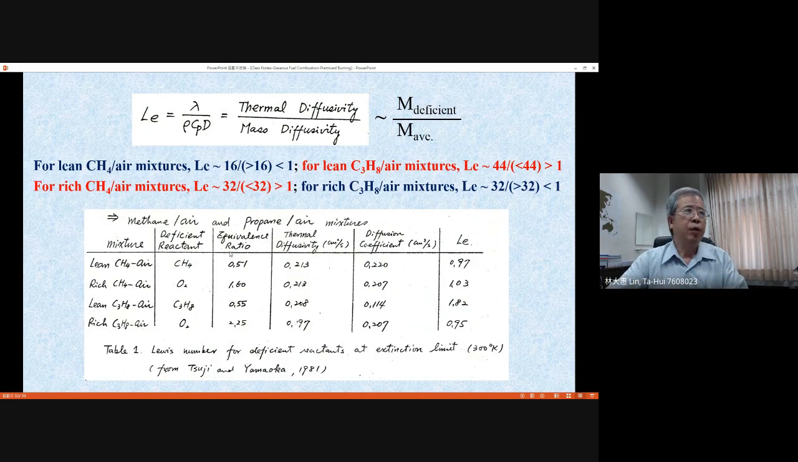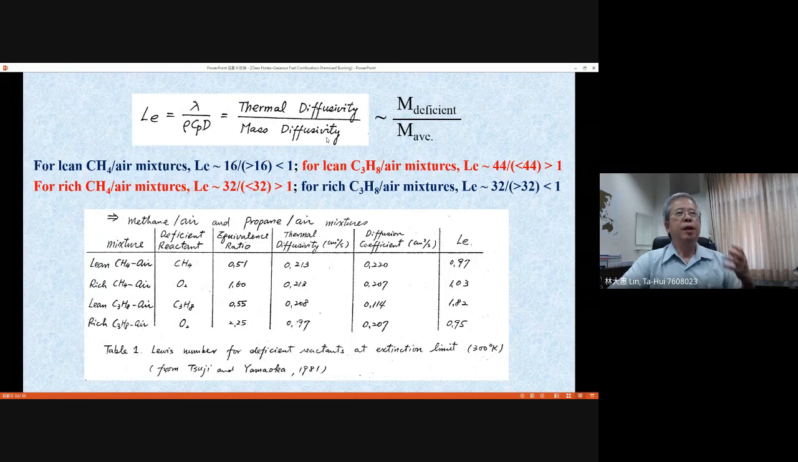Now we go back to the basic definition of the Lewis number. The Lewis number is equal to lambda divided by rho C_p D. Lambda divided by C_p is the thermal diffusivity, and rho D describes the mass diffusivity. These are two strengths of diffusivity compared and presented as the Lewis number. The denominator represents the mass diffusivity, and the numerator represents the thermal diffusivity.